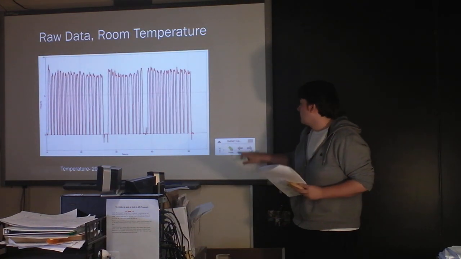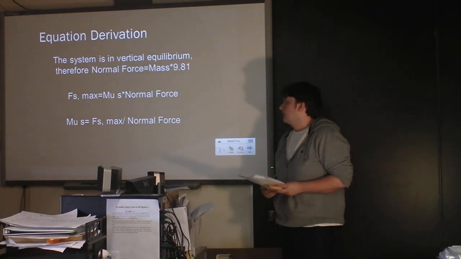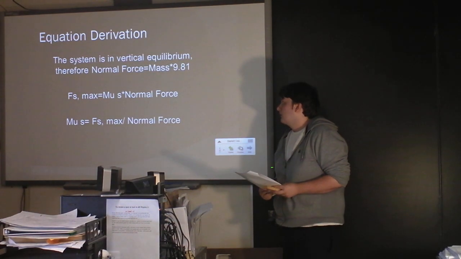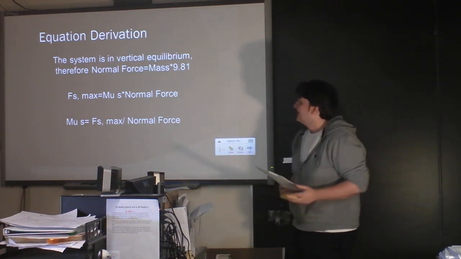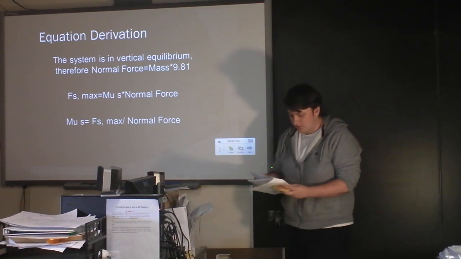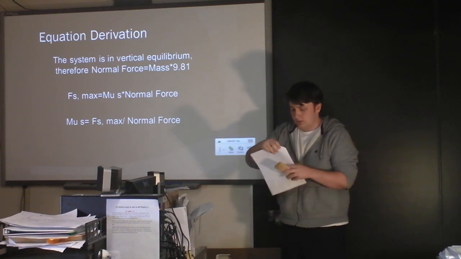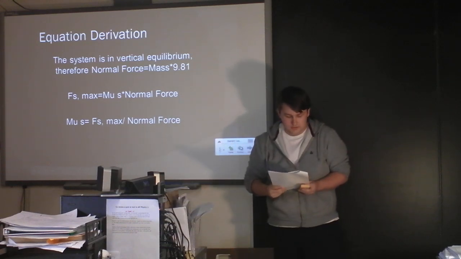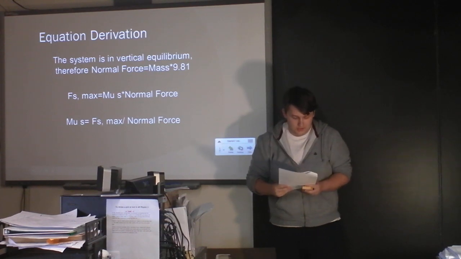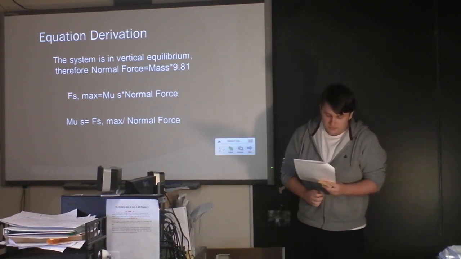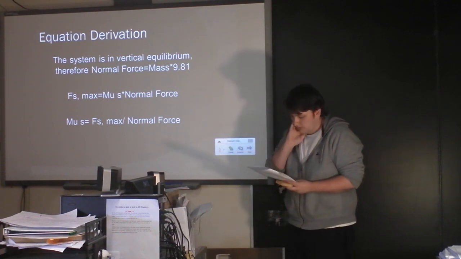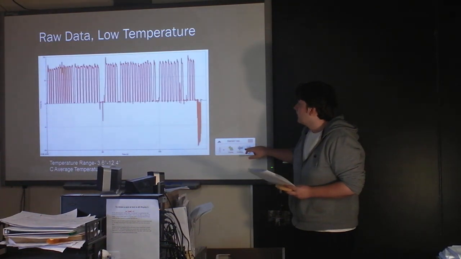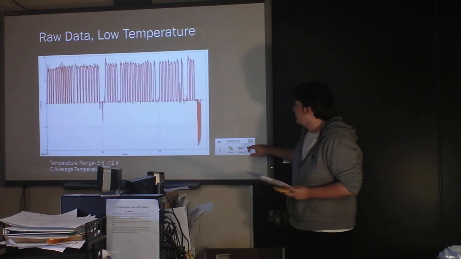So derivations are pretty simple. It's in vertical equilibrium, so the normal force is mass times 9.81, and then there's just standard equations that everybody knows. Maximum static friction is equal to the coefficient of static friction times normal force, and then just simple algebra gets you coefficient of static friction equals maximum static friction divided by normal force. And so, raw data, it's pretty simple.